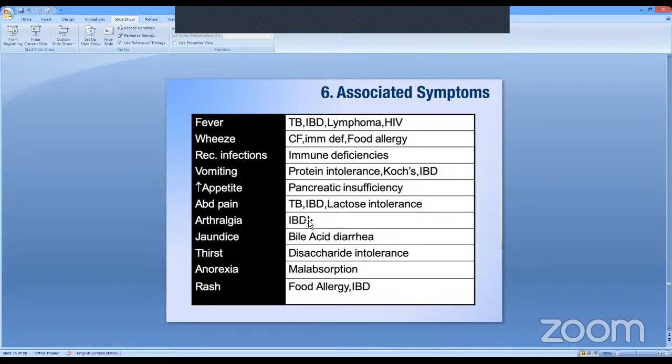Arthralgia, obviously, Crohn's disease or ulcerative colitis, maybe there. Jaundice, bile acid diarrhea. Thirst, disaccharide intolerance. Anorexia, malabsorption, and rash, food allergy or IBD.